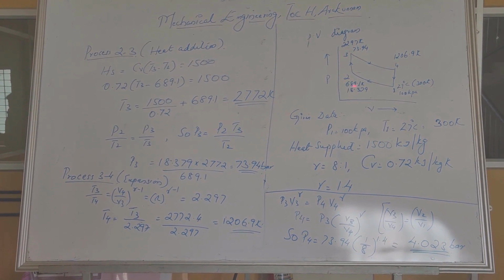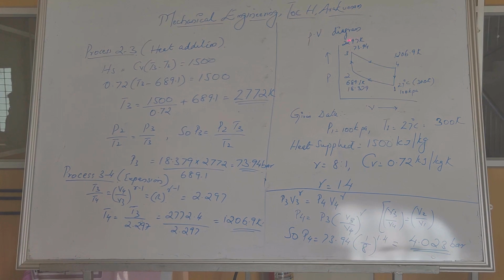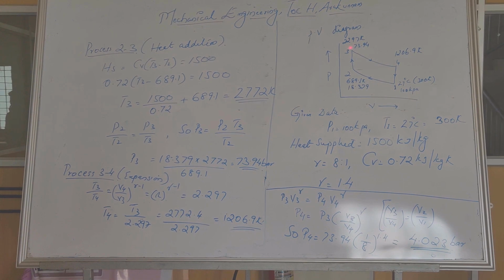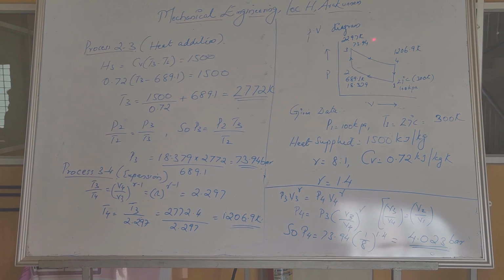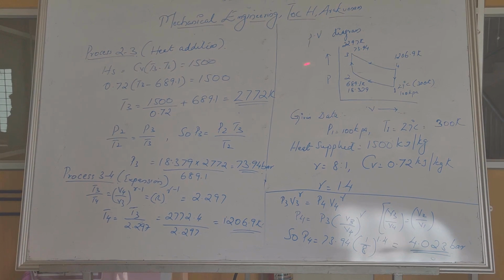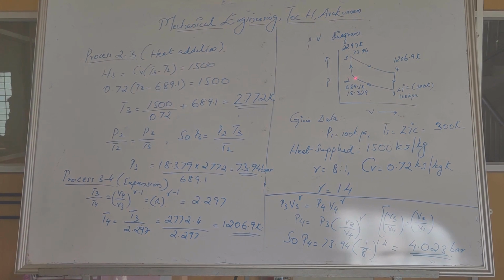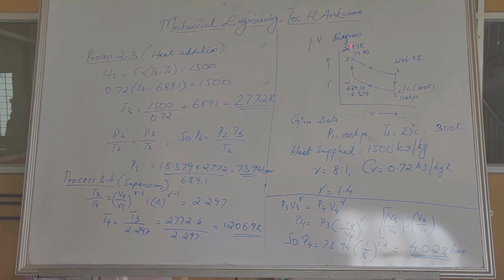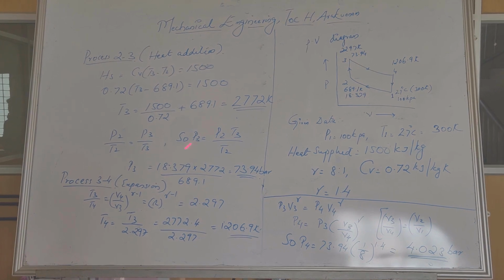So from 689.1, when we supplied heat, the temperature has increased. And you are aware that when the temperature increases at constant volume, the pressure will also increase. Now let us find the pressure at this particular point 3. P2 by T2, the pressure and temperature at this point, will be equal to P3 by T3, because the temperature and pressure increase correspondingly.